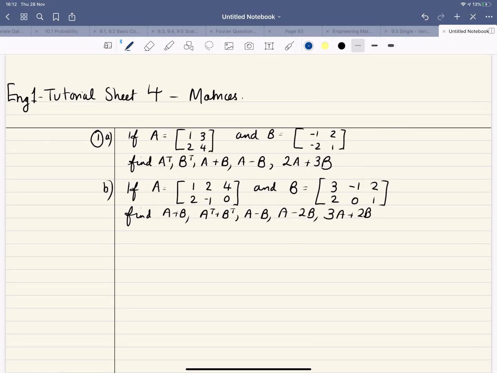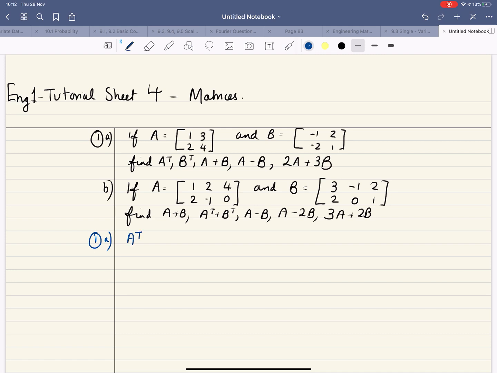Okay, so this is called sheet 4, but it was the third topic that we did, and it's about matrices. So, here are the answers. 1a, if A is that matrix, 1, 2, 3, 4, and B is minus 1, minus 2, 2, 1, find A transpose, B transpose, A plus B, A minus B, 2A plus 3B.